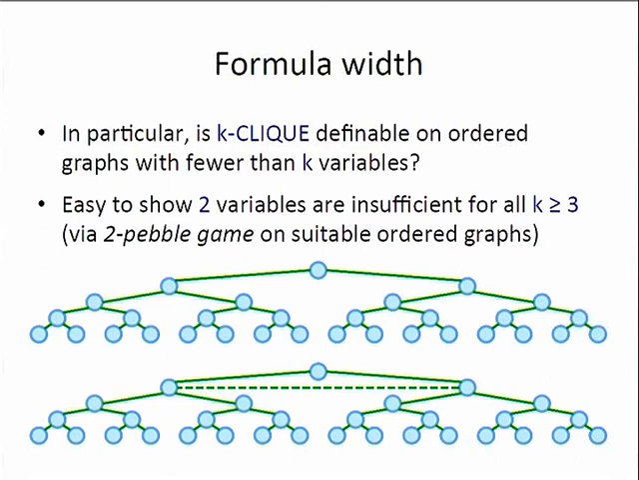For k equals 3, one can prove explicitly that two variables are insufficient to express that there exists a 3-clique. And this is something you can show explicitly by playing the 2-pebble Ehrenfeucht-Fraïssé game on a suitable pair of ordered structures. For instance, if you take these two, kind of complete binary tree with this ordering, and then we add an edge like this to make a 3-clique, a triangle in the bottom graph, then you can show by taking large enough structures that with only two variables, the number of rounds you need for the spoiler to win this game is increasing. So that shows that 3-clique is not definable with two variables on ordered graphs. But this was basically the limit of what we know how to prove using explicit Ehrenfeucht-Fraïssé games.